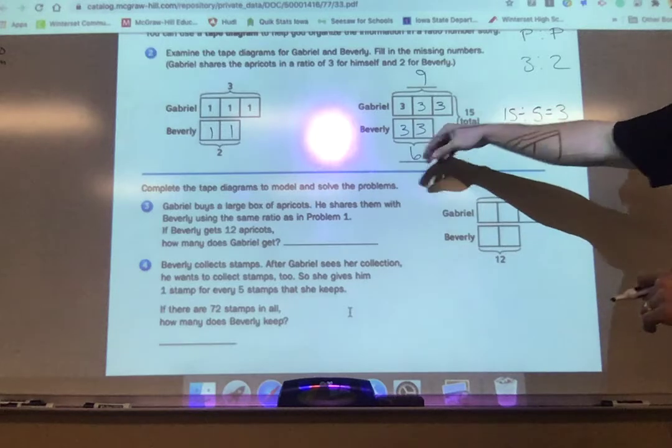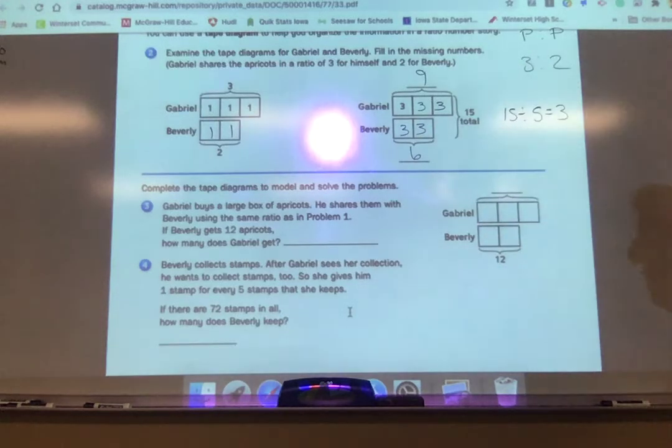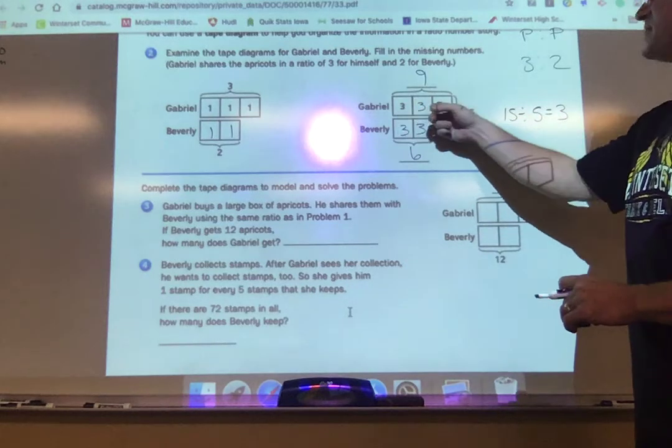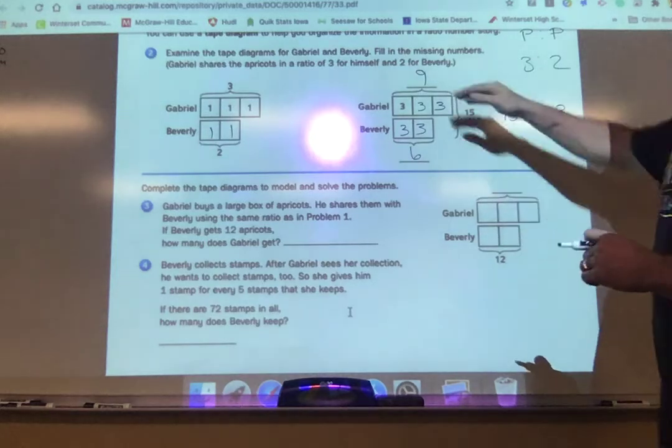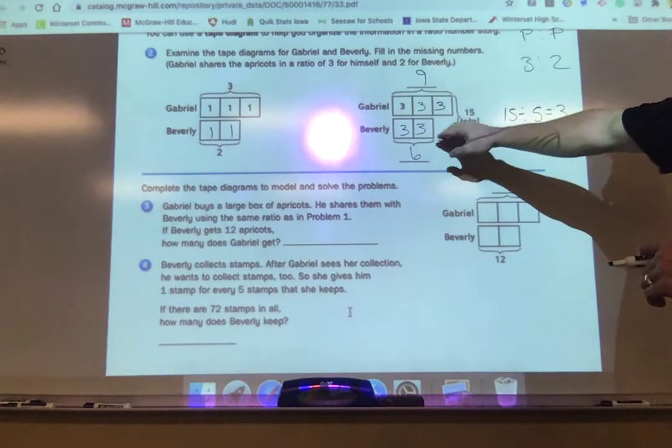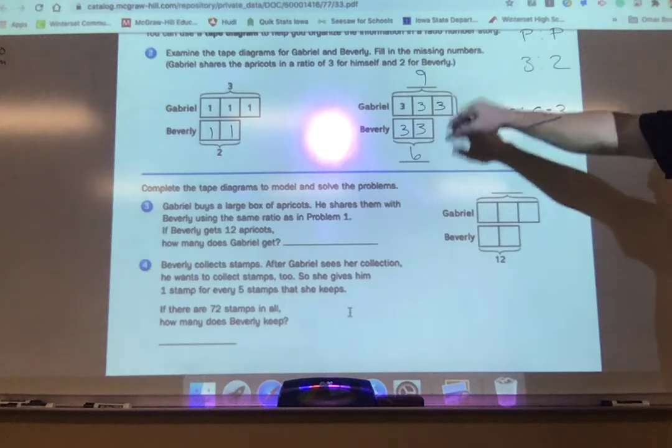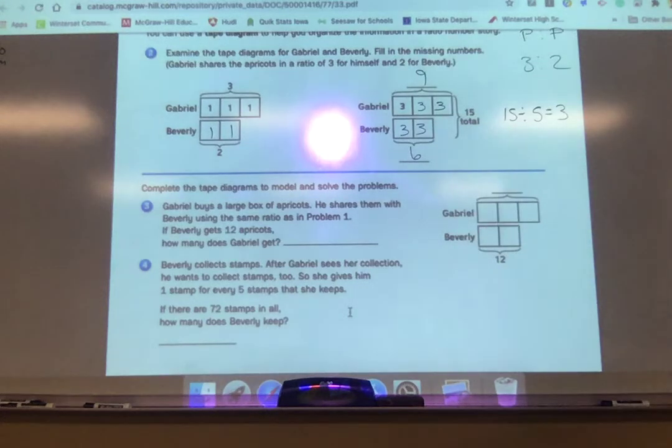I just get 3. We do this 3:2 ratio 3 times. Okay, so that's what the 3 represents in here, how many times we're doing that rate of a 3:2 ratio. So if I do that 3 times, 3 times 3 is 9. And if I do it here, they only get 2 and they're getting 3, so Beverly gets 6.